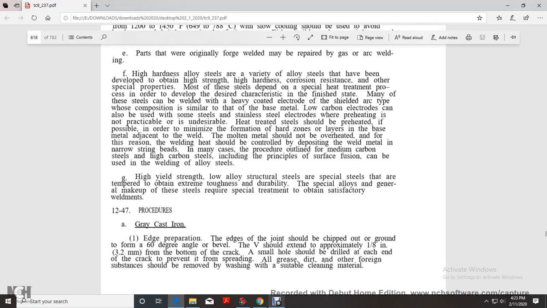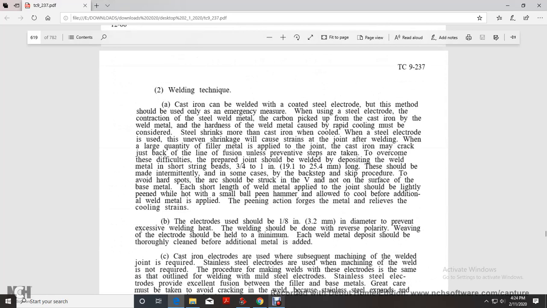Alright, procedure, grey cast iron. Edge preparation: the edge of the joint will be chipped out or ground, formed at a 60-degree angle. The bevel of the V shape should extend 1/8 of an inch from the bottom of the crack, with a small hole drilled at each end of the crack to prevent it from spreading. All grease, dirt and other foreign substances should be removed with a suitable cleaning material.